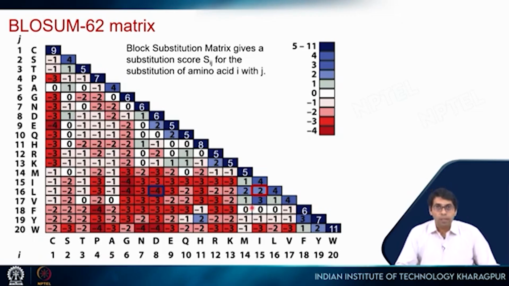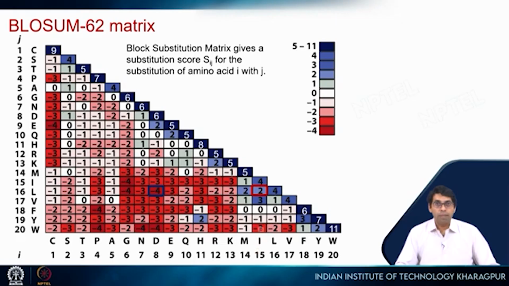On the other hand, you see this is 3. So valine to isoleucine. Both are hydrophobic side chains, both have methyl groups. So both are hydrophobic amino acids, both have methyl groups as their side chains. So substitution of an isoleucine with valine, or substitution of a valine with an isoleucine, is seen more often than you would expect by random chance. So that is what this positive number signifies.